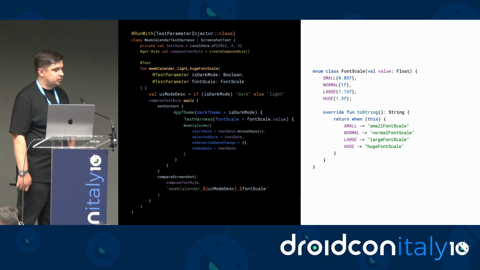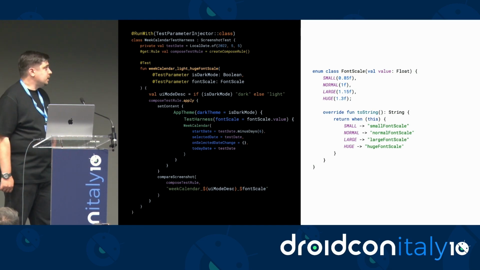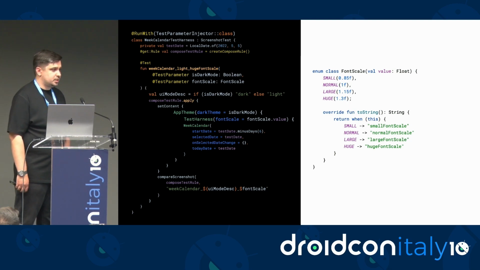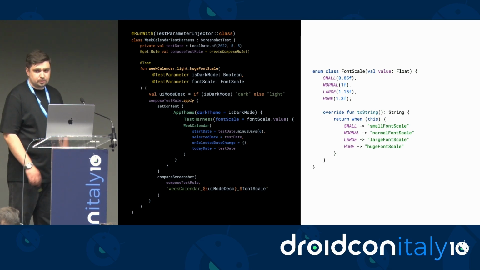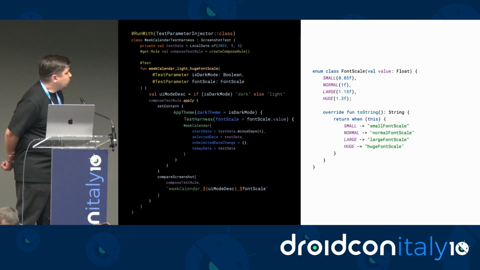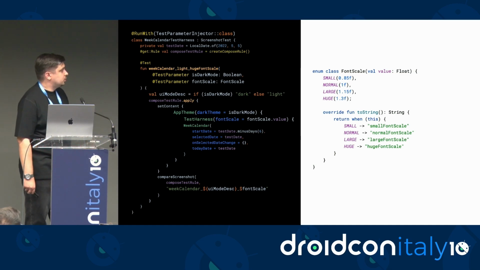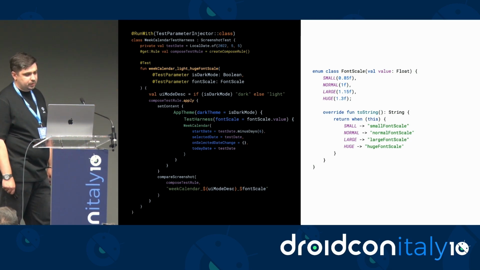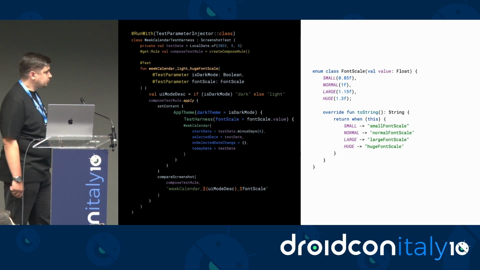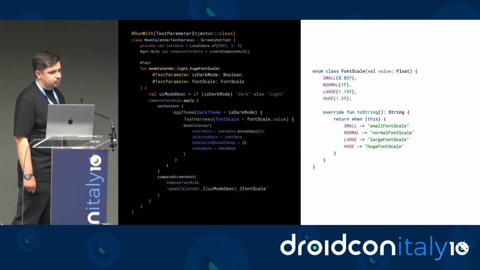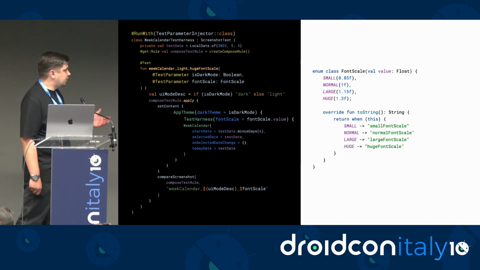As by default the instrumentation runner is based on JUnit 4, we need to use something to have a parameterized test. And that something is the Test Parameter Injector library from Google. So in this case, we just introduce two parameters. One is dark mode, which is Boolean, and font scales, which is an enum, which you also can see on the screen. It's a manually created simple enum, which has different values for font scale. And later on, use Hamcrest to inject these font scale values after the theme.